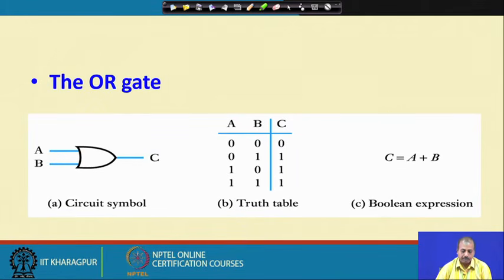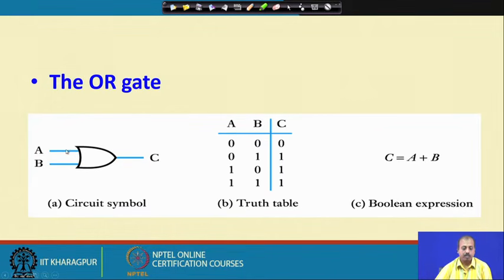The next fundamental gate in digital circuits is the OR gate, and again this symbol is universally accepted, and it is expected that for an OR gate we represent it like this. This is the circuit symbol, this is the truth table.